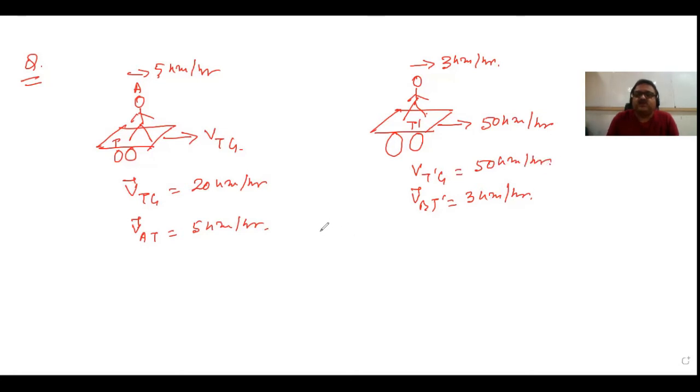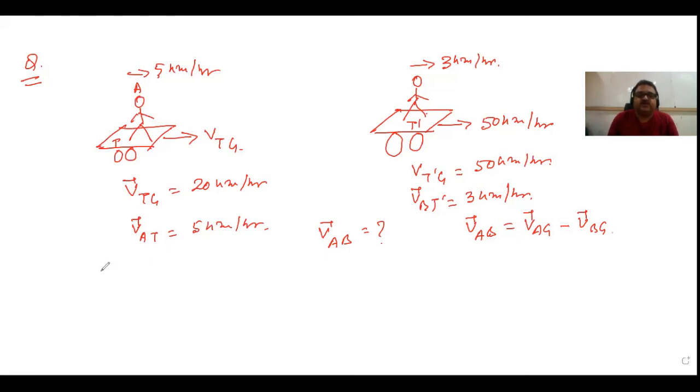Now you need to find out what is the velocity of A with respect to B. This is the question. So how to tackle this? We know that velocity of A with respect to B is equal to velocity of A with respect to ground minus velocity of B with respect to ground. Now our task is to find out this first, correct? Now look, velocity of trolley with respect to ground is equal to velocity of this, sorry, just a moment.